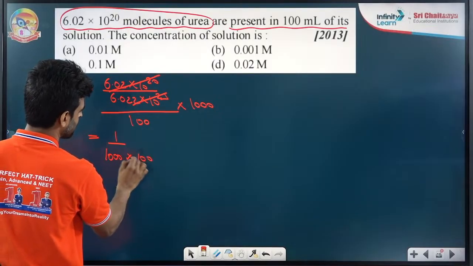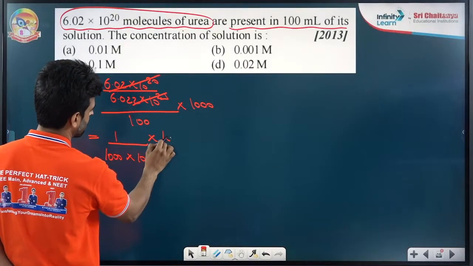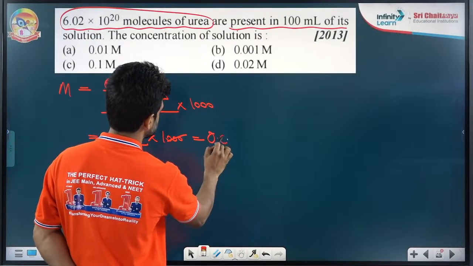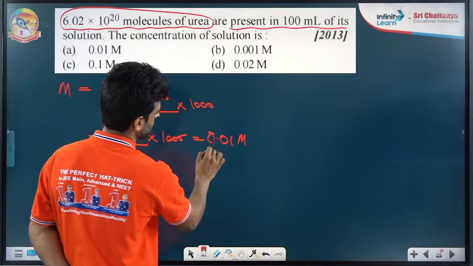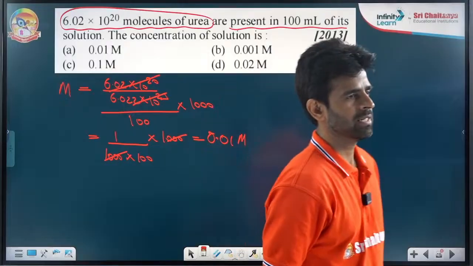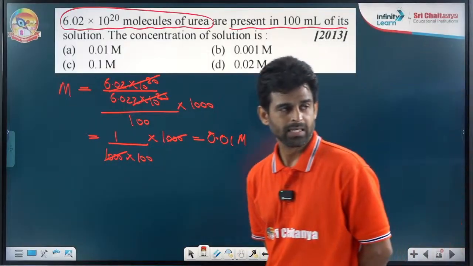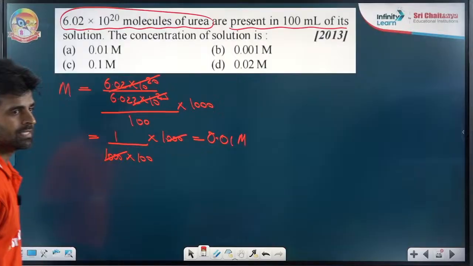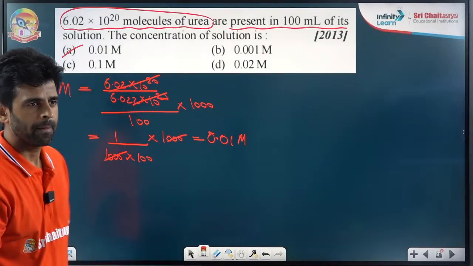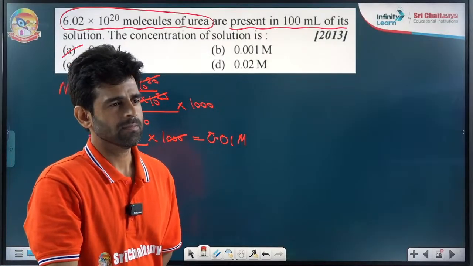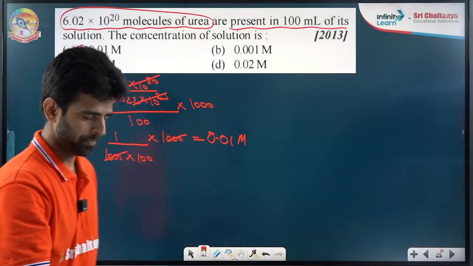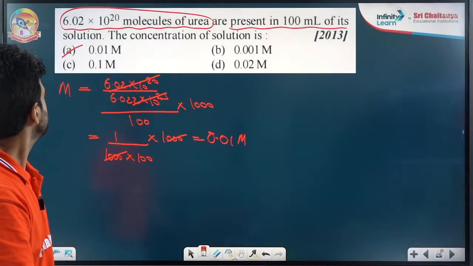Already here 100 is there, and upside we have 1000, right? Cut it down. So what's coming here? 0.01 molar. 0.01. Yes, Chaitanya, Monica. Right, 0.01. Great. Option A. Yes, done? Great. Fine. Okay. Next one.